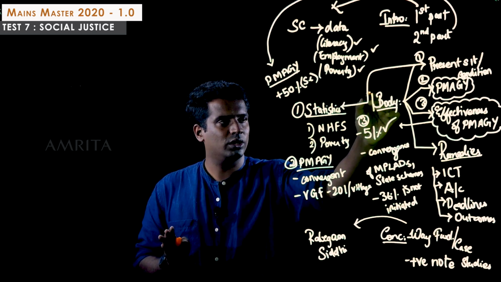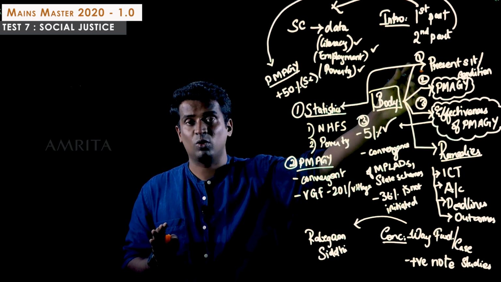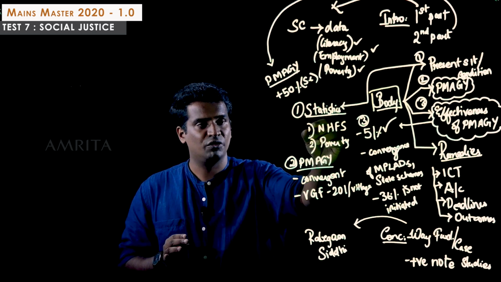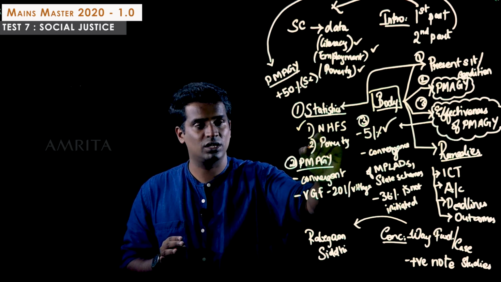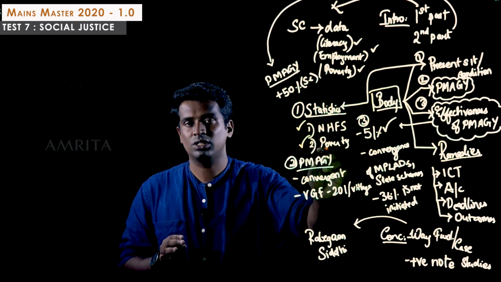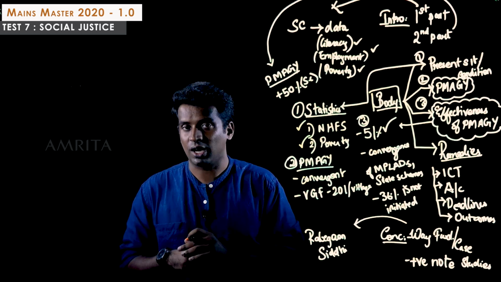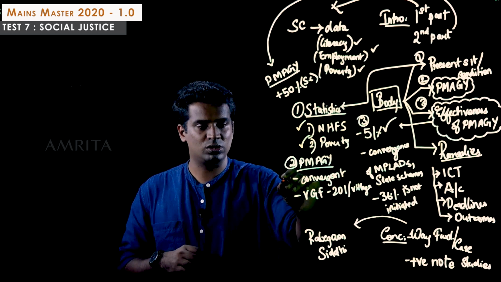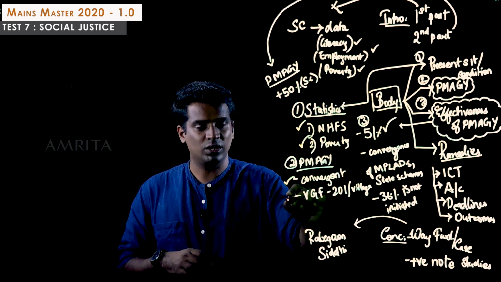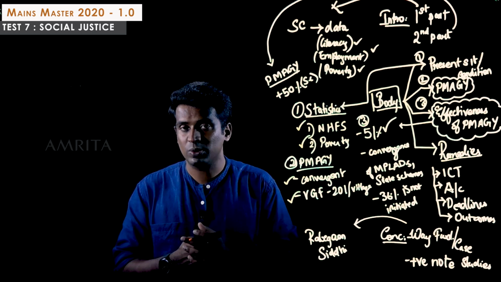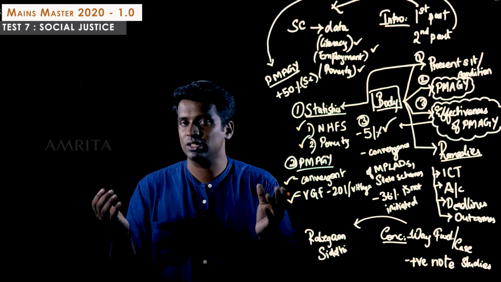Once you go for the body, first you describe what is the present situation of the Dalits, of the scheduled caste. You can talk about the various data from the National Family Health Survey, the poverty data. You can mention all that to show how they are suffering. And once that is done, you can talk about what is Pradhan Mantri Adarsh Gram Yojana. You can talk about how it is a convergence scheme and how there is a viability gap funding of rupees 20 lakhs for specific areas which are not covered under the central and the state schemes.